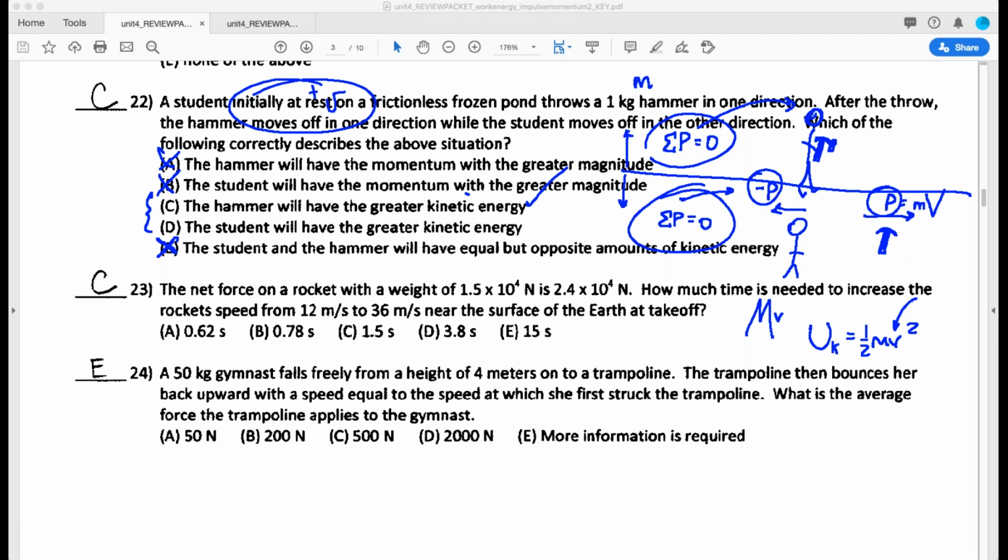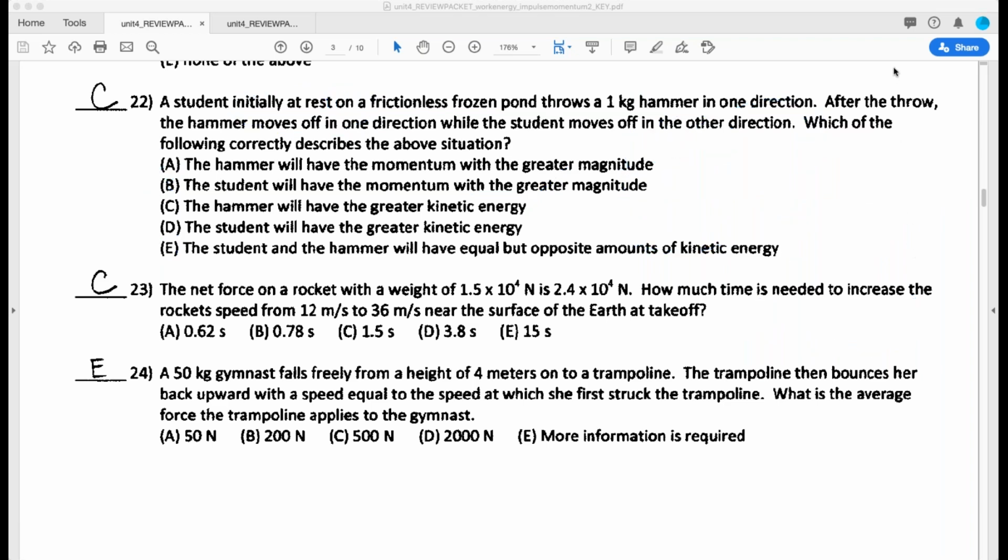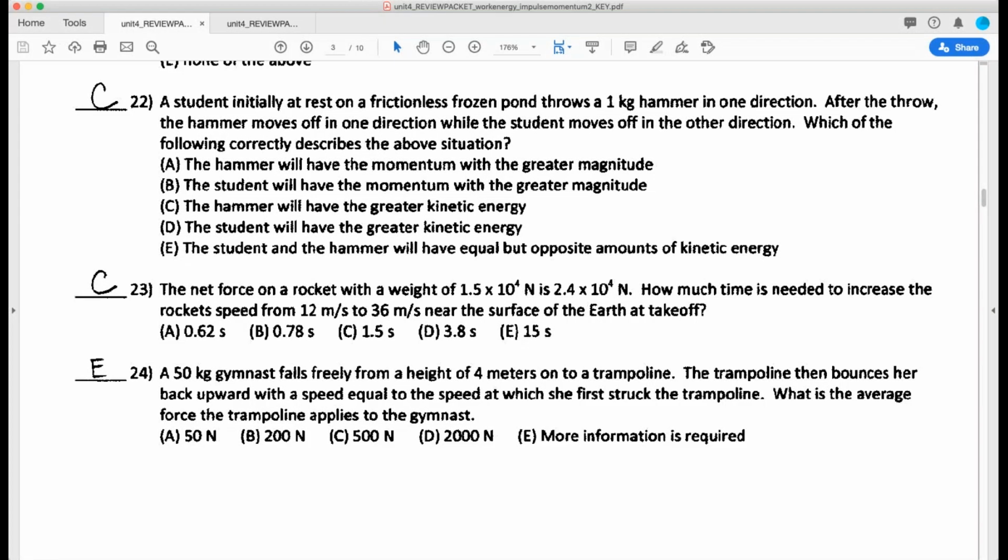Hopefully I've answered your question on number 22. I'm going to bring up a different screen. I'm going to bring up the Chrome browser and we'll take a look at that. I think I shared the wrong thing. All right, let's try this one more time.